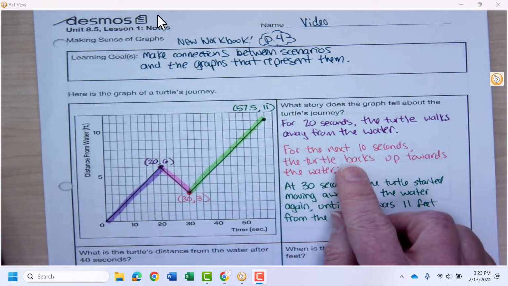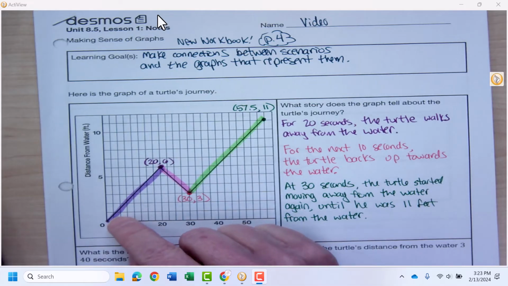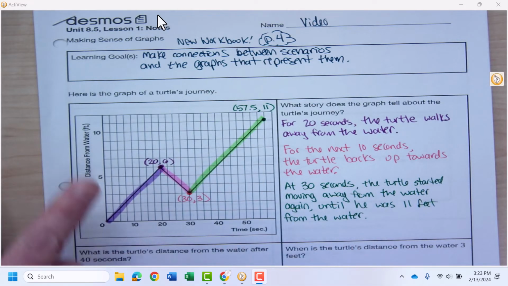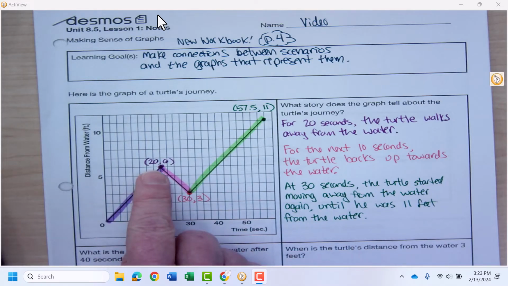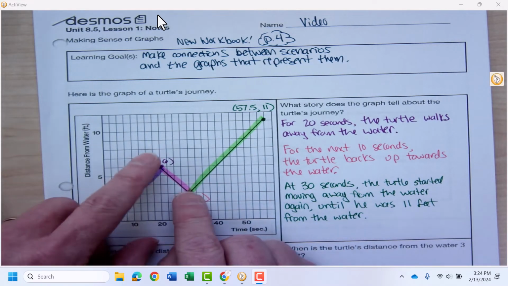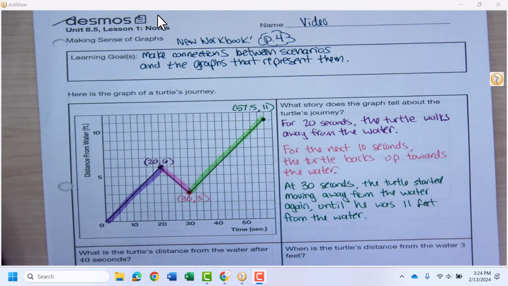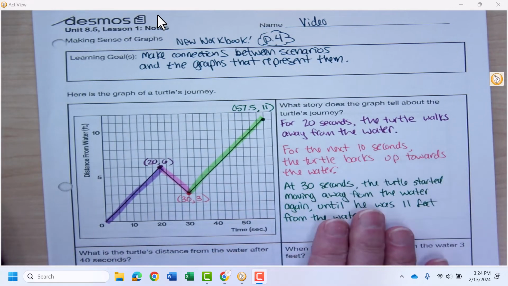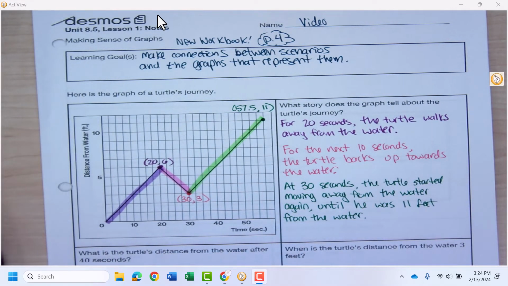We could get more specific. I know you know a lot about slopes. We could talk about his pace, his feet per second, if we wanted to find that slope. Talk about how a negative slope means he's returning back to the water. But for right now, this is going to make enough sense.